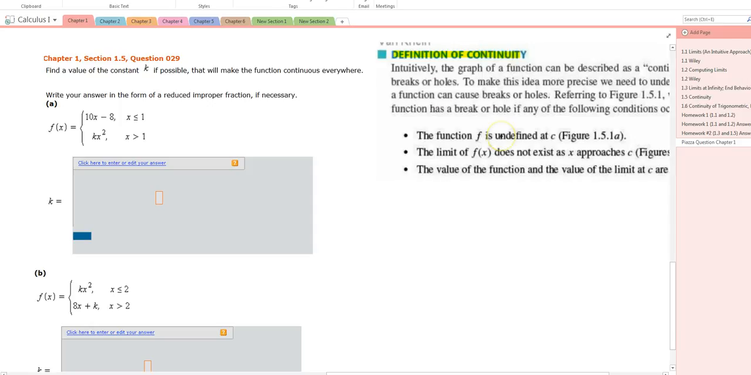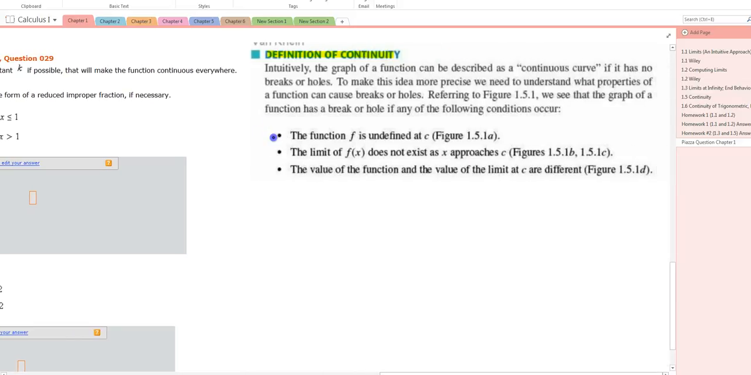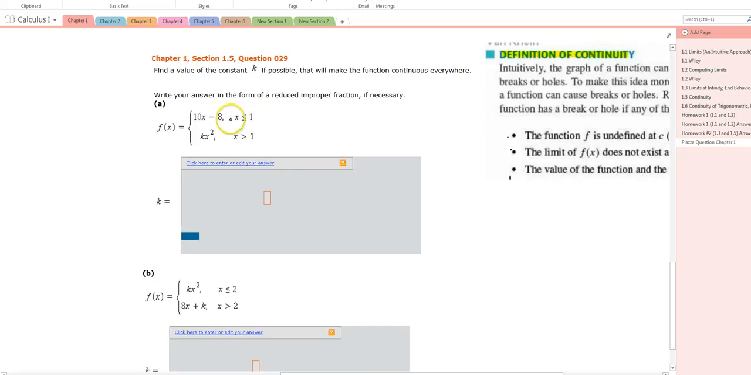It has to be defined, and the limit on the right has to equal the limit on the left, has to equal the value of the function at the point. So this is in your book, and these three things happen. Mathematically, that means the limit on the left has to equal the limit on the right, has to equal the value of the function at that point. So in these two problems, you're solving for the k that satisfies those three conditions.